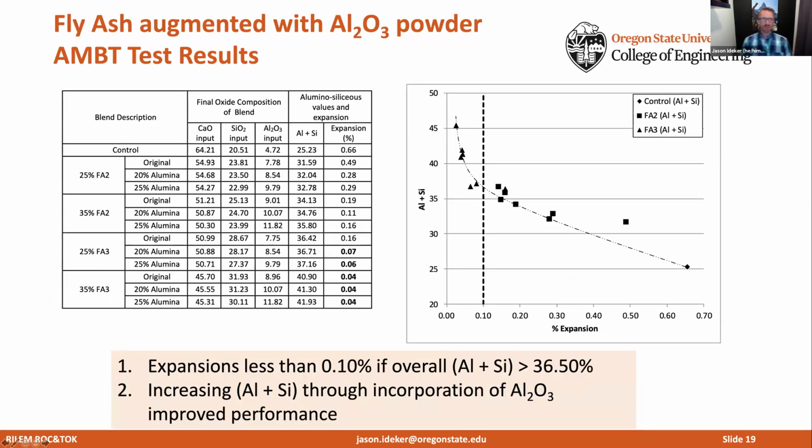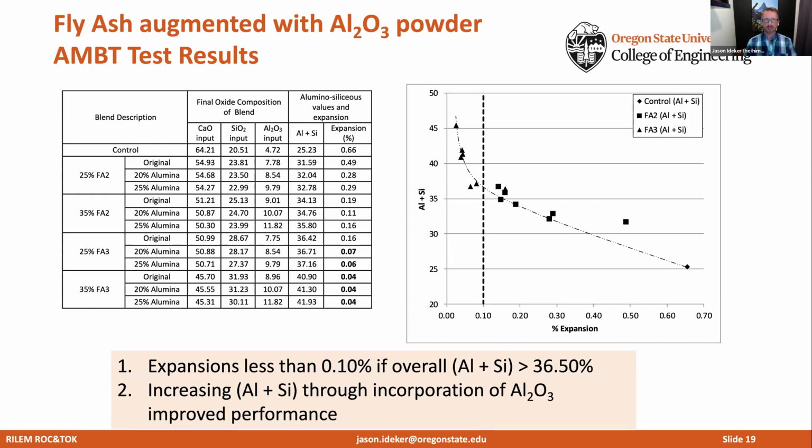Some work that one of my students did a number of years ago really looked at this importance of having alumina present in the fly ash. In the figure on the right-hand side, you can see that if we were able to have an alumina plus silica amount in our total cementitious materials of greater than 36.5%, we could keep the expansion below 0.10% in the accelerated mortar bar test.